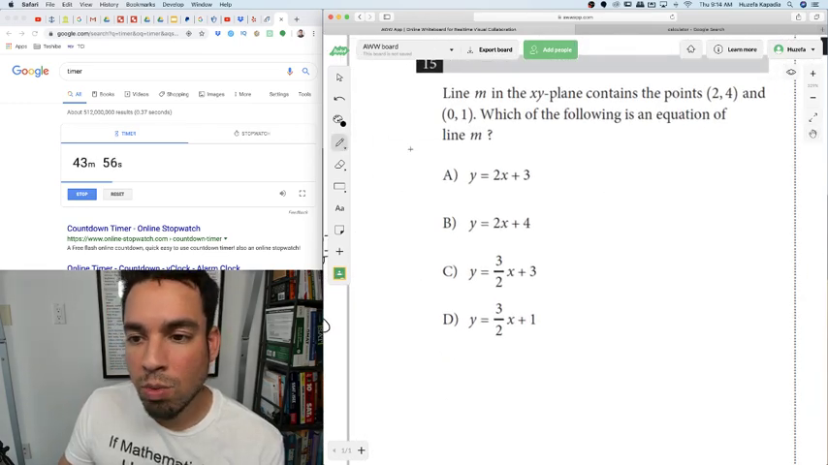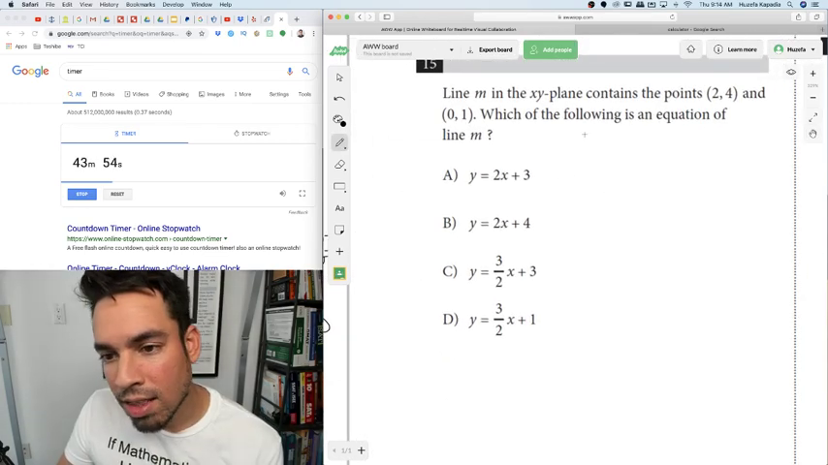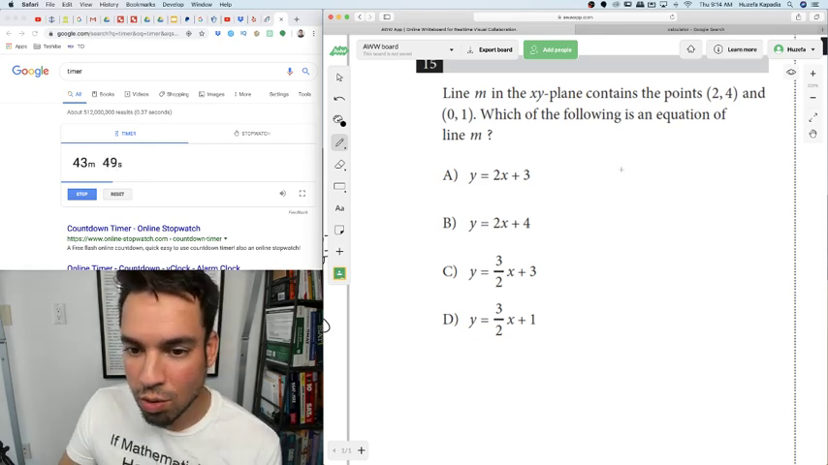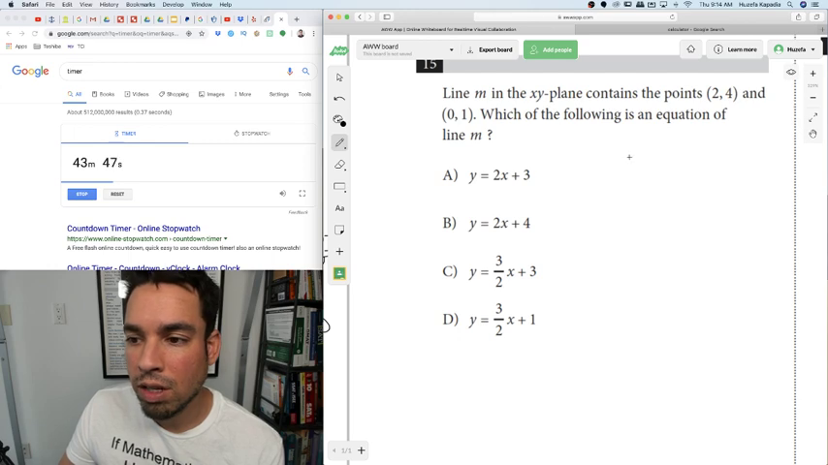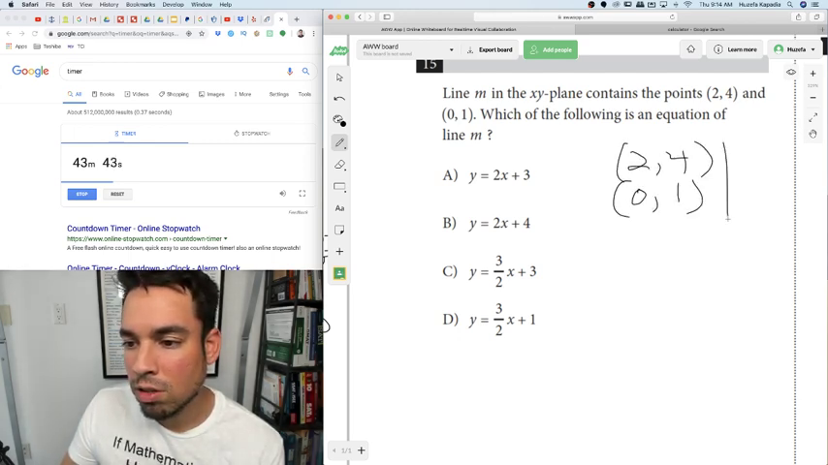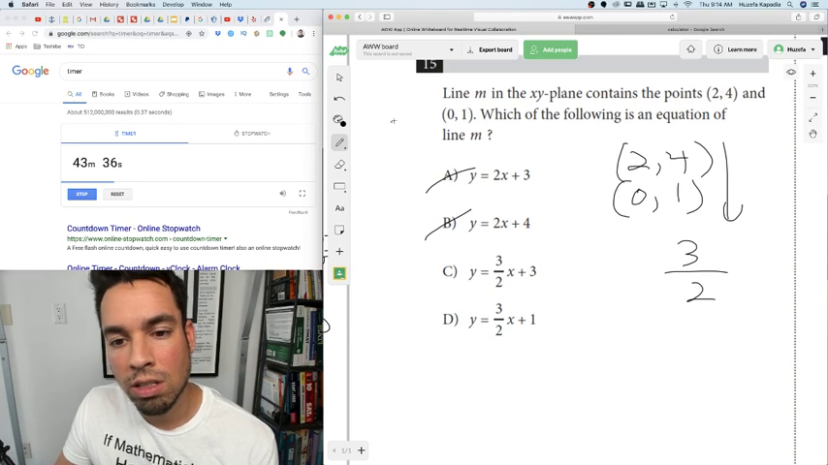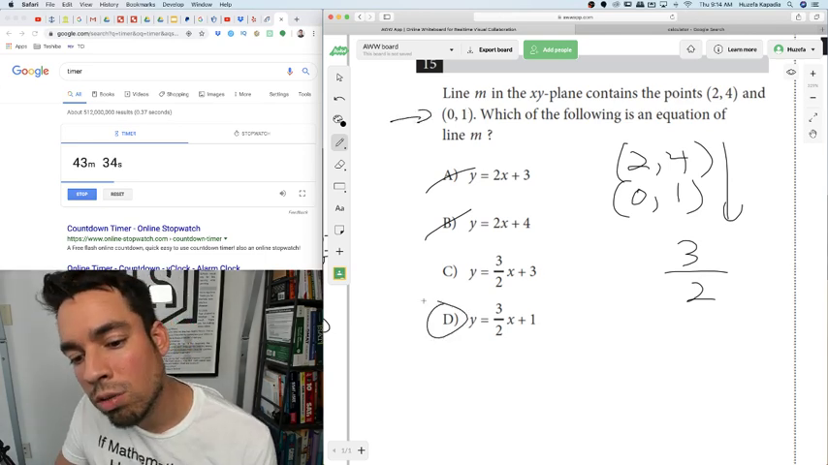Line M in the XY plane contains the points (2, 4) and (0, 1). Which of the following is an equation of line M? Okay, let's first calculate the slope. Let's stack the coordinates like this. Subtract down. 4 minus 1 is 3. 2 minus 0 is 2. Slope is 3 halves. This is out. This is out. And look, it's got our y-intercept of 1 right there, so we know it's this guy.